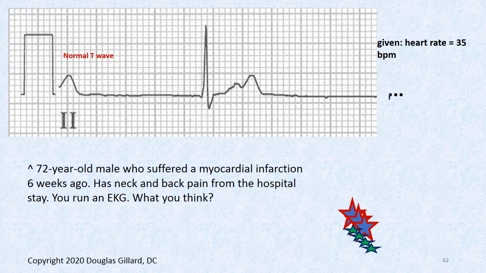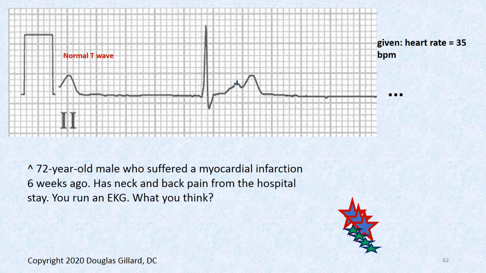Here's a 72-year-old man who had a myocardial infarction 6 weeks ago. Has neck pain, back pain from the hospital. You run an EKG before you treat him. That's the pattern. It goes on and on and on. What in the world do we have here? Well, I don't see anything here, right? Where's the P wave? There's the QRS complex. That looks fine. What's going on with the T wave?